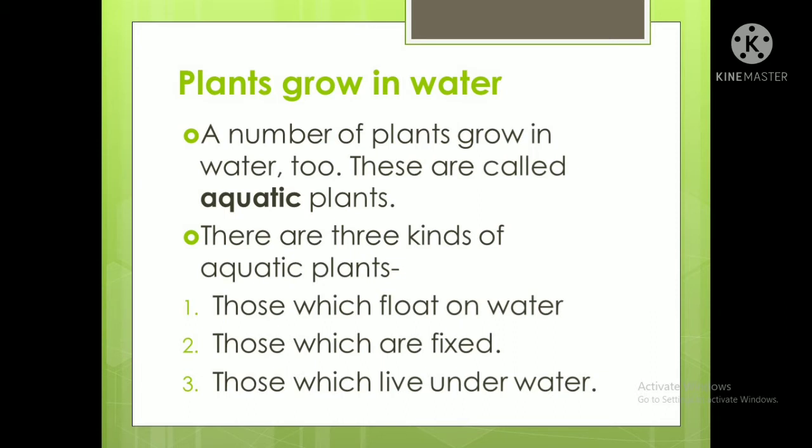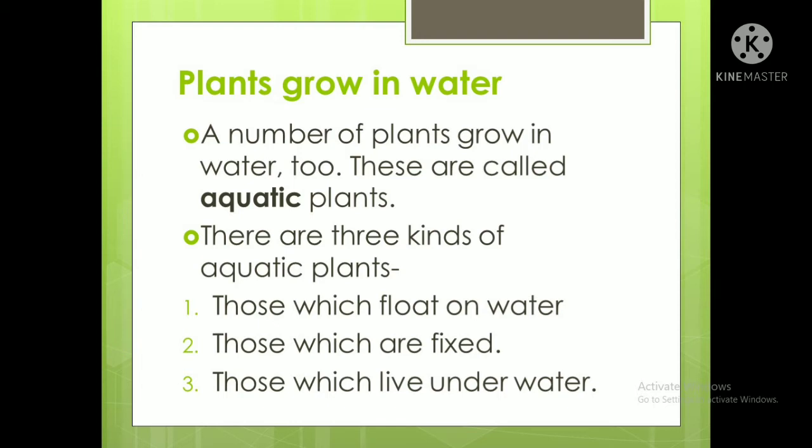So there are three types. One will float on water, one will be fixed, and one will live underwater. So three types of aquatic plants we will get. Aquatic plants are those that grow in the water. One will just float on the water, with no roots attached to the river bed. Number two, they will be fixed to the river bed, meaning the soil of the river or the pond or anything. And some plants will live under the water.